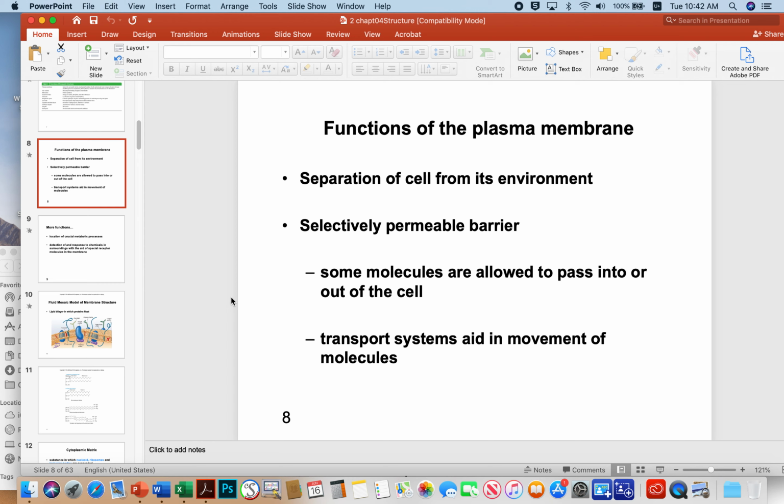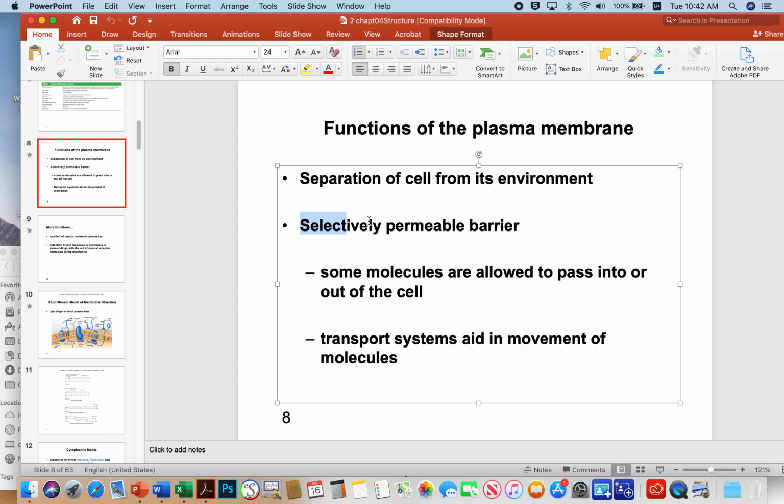But some of the functions of the plasma membrane, as I already alluded to, are separation of the cell's interior from the environment, which is important because you don't want to just let any old thing in. That's why I have this second bullet point, a selective permeability barrier. Some molecules are allowed to pass in or out of the cell, which, again, nutrients and wastes, for example, can come in and out.